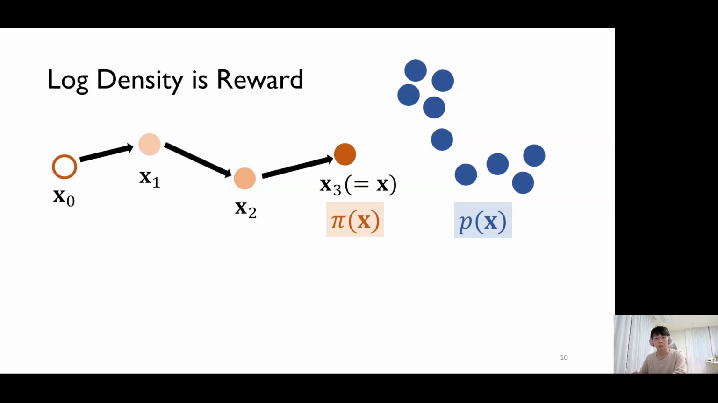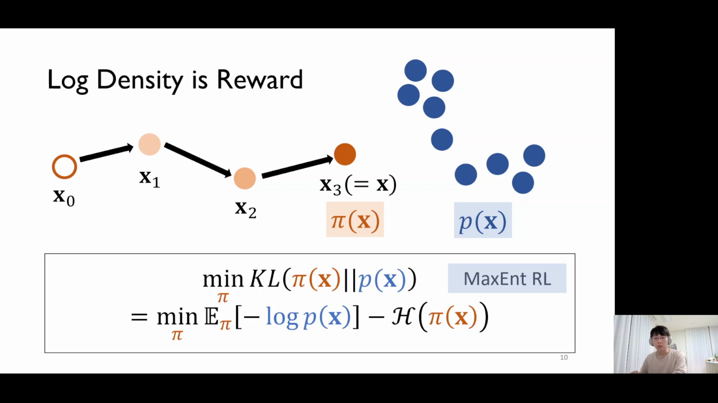Let's get into more details. In generative modeling, the goals are the training data, and the data distribution P of x is the distribution of the goals. Therefore, we consider minimizing the KL divergence between the diffusion model and the data distribution. This minimization problem is essentially a maximum entropy reinforcement learning, where the log P works as the reward. However, in many cases, we don't know the true value of log P, so we have to estimate this from training data.